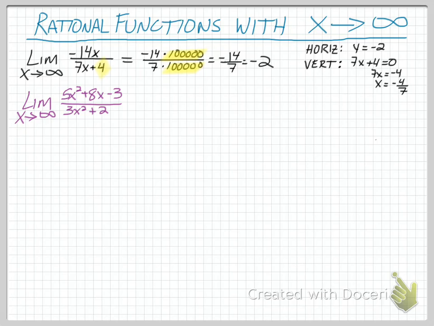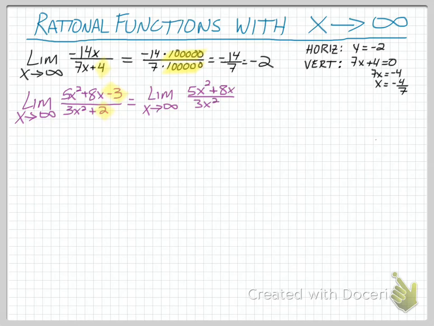Okay, here we are with 5x squared plus 8x minus 3 over 3x squared plus 2. Again, the negative 3 and the 2 are fairly insignificant as we approach infinity. So we've got the remaining portion of that function, 5x squared plus 8x over 3x squared.